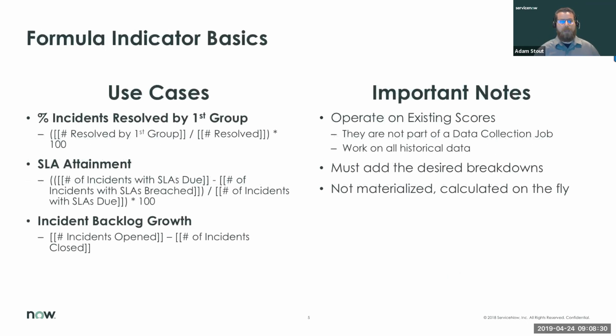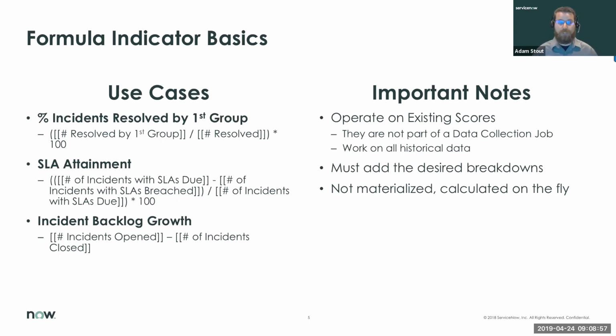What can we do? Really basic use cases that I think are all out of box. The percentage of incidents resolved by first group. Here are some example formulas. We'll look at these in a little bit more detail. But percentage resolved by first group, great. That is a nice percentage. It's normalized. I can compare that between different groups to see who's getting it done the first time and who needs more follow-up. SLA attainment, who's hitting their SLAs, who's not.